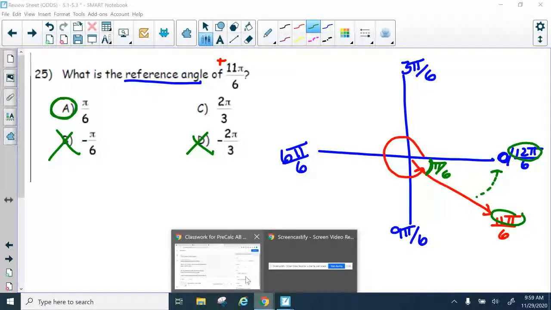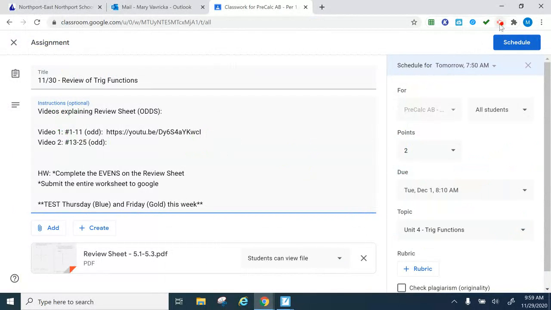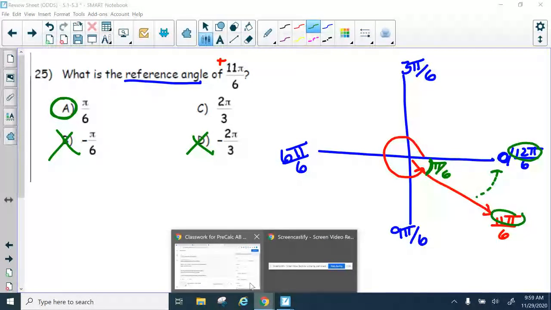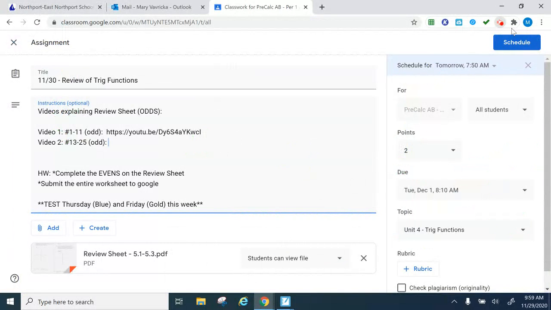Okay. So that's the odds for you. You should have a little extra time now to start working on the evens, and the evens is your homework for tonight. And then I'll make another video tomorrow for the evens.